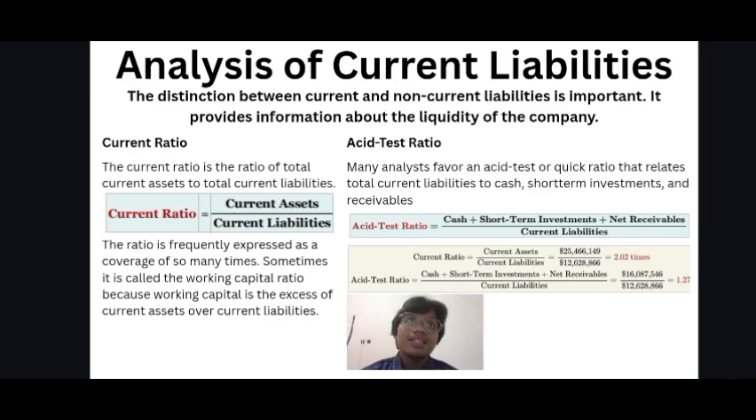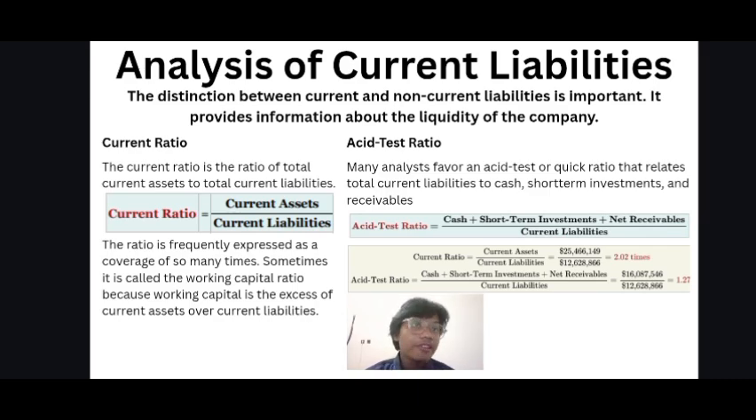And the next one is the asset test ratio. Many analysts favor an asset test or quick ratio that relates total current liabilities to cash, short-term investments, and receivables. So the asset test ratio is equal to cash plus short-term investments plus net receivables divided by current liabilities.